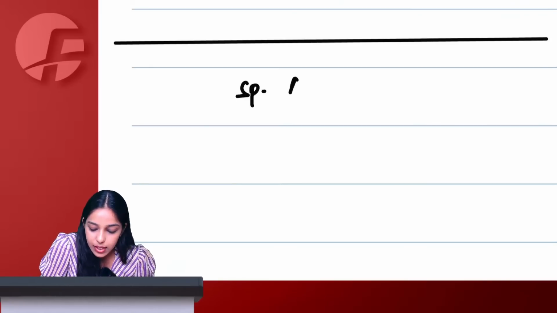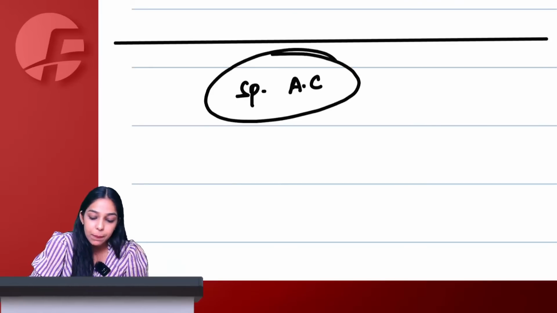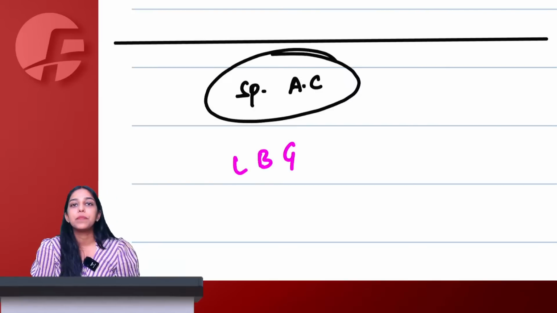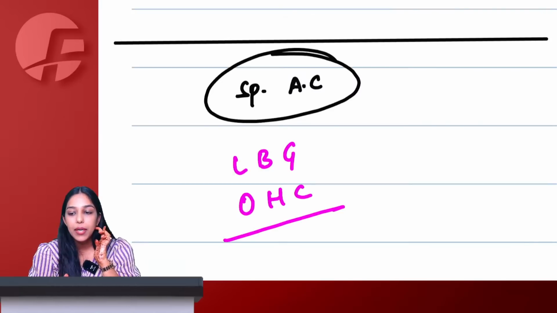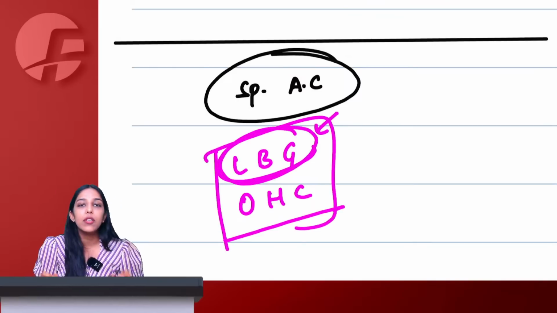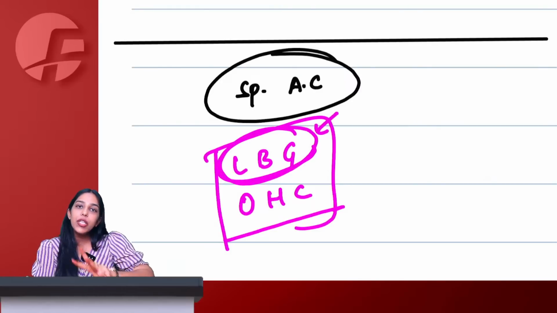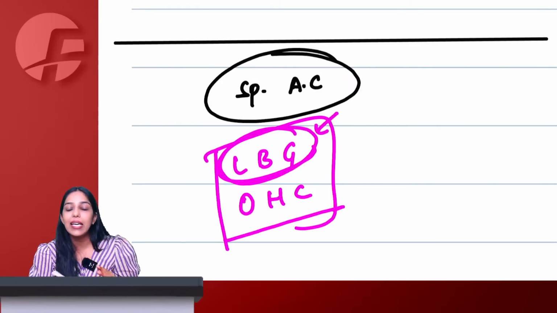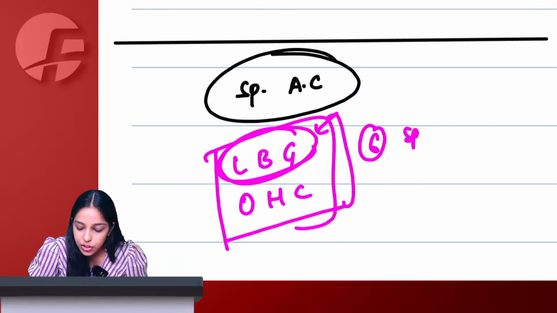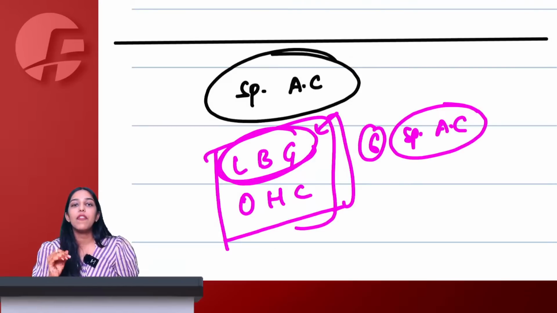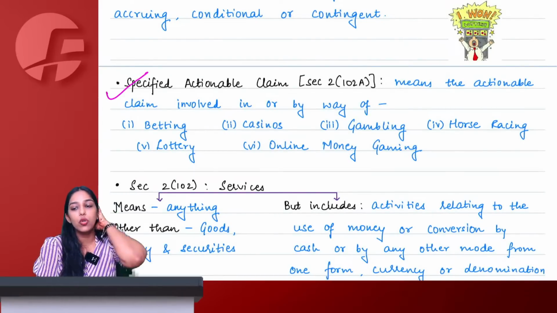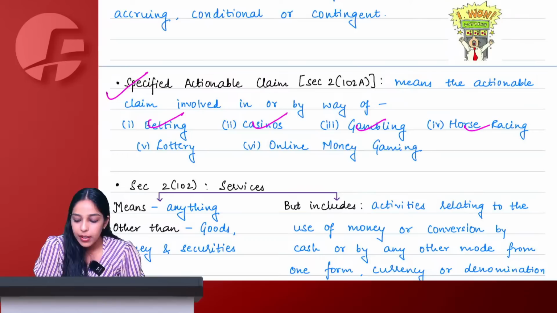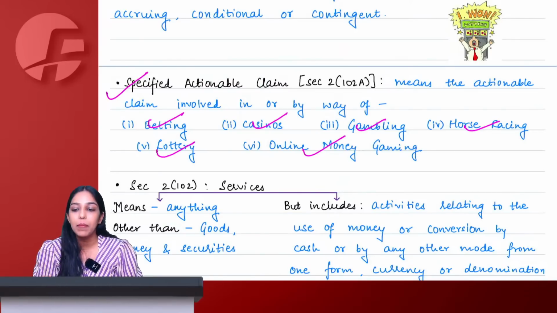Okay, so which are the 6 specified actionable claims under GST? Very simple. Lottery, betting, gambling, online money gaming, horse racing and casino. Lottery, betting, gambling you can remember together, and then 3 more which are online money gaming, horse racing and casino. These 6 are specified actionable claims for which we have separate rules available in GST law. There is nothing to explain as such. This is simply a list that you have to learn. So betting, casino, gambling, horse racing, lottery and online money gaming.